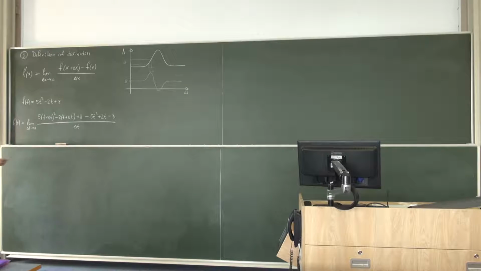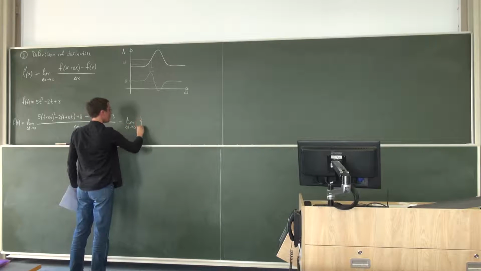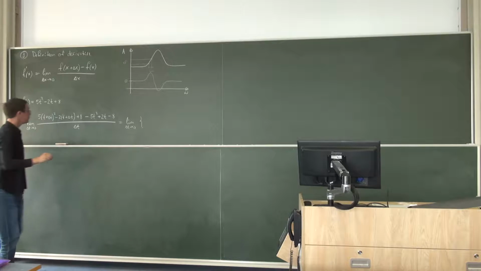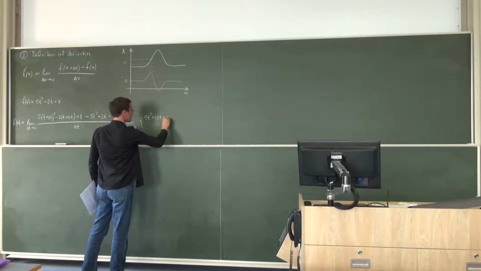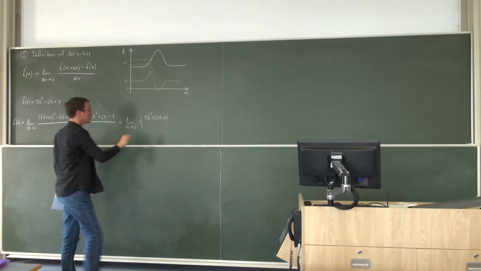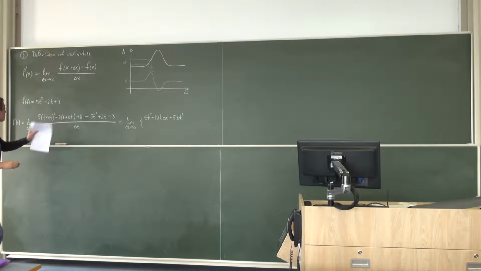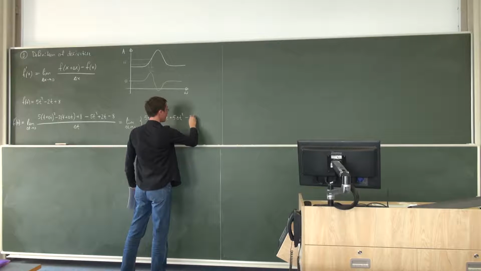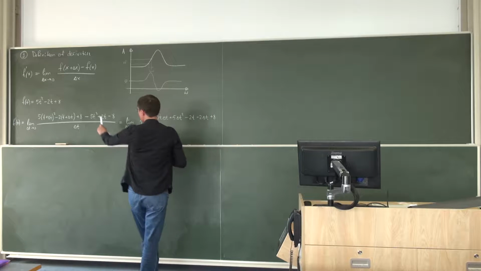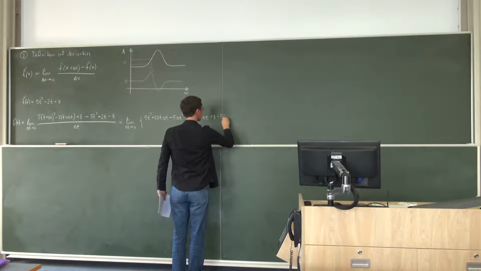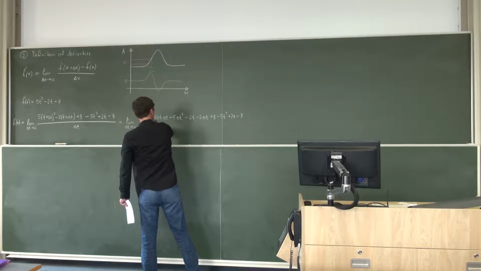Well, let's just open all the brackets. Limit delta t to 0 of 5t squared plus 10t delta t plus 5 delta t squared, then minus 2t minus 2 delta t plus 8, and minus the original function, minus 5t squared plus 2t minus 8, divided by delta t.